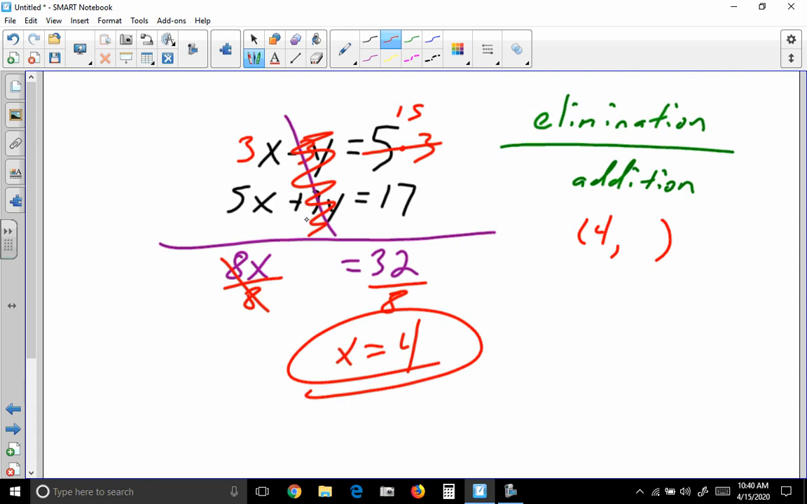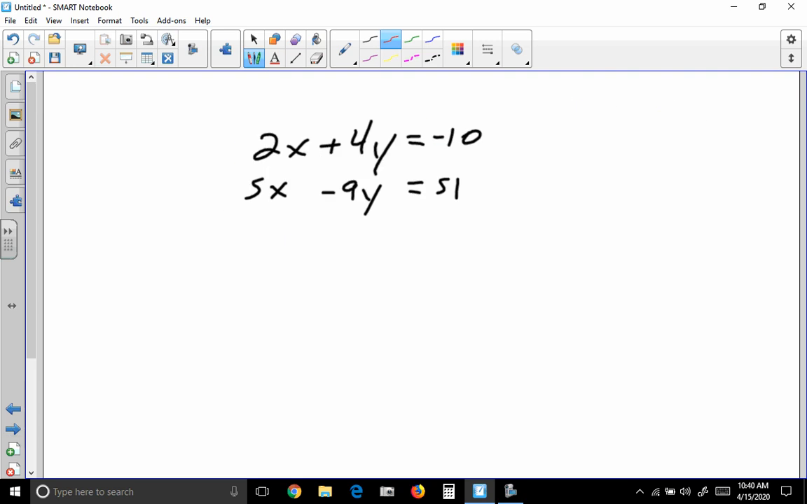Now we won't completely finish this problem out because we just did that problem before and saw that our x value is 4 and our y is -1. Once we get one of the values, we just plug it into either equation and solve for the other one. So let's do another example of that. So let's do the addition method again.